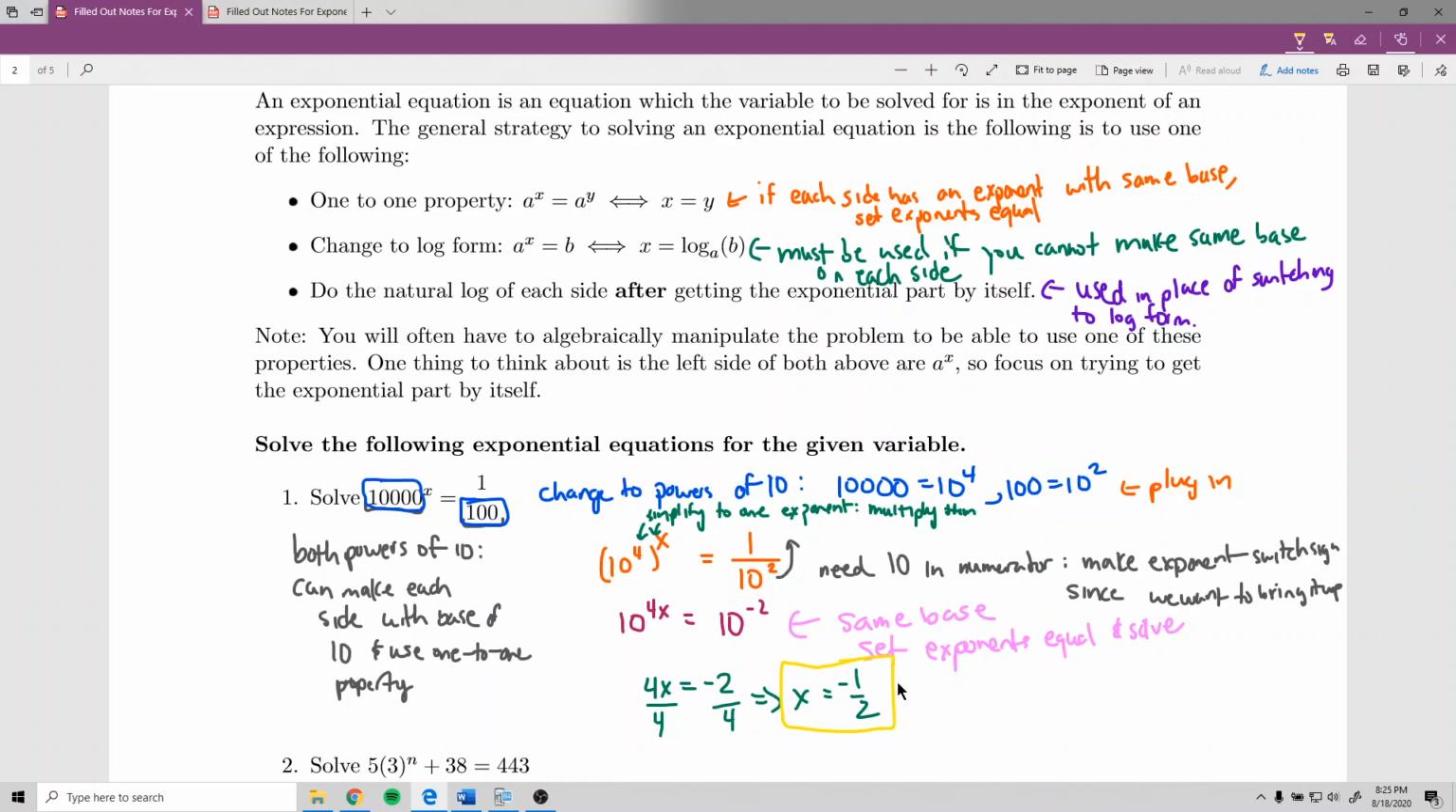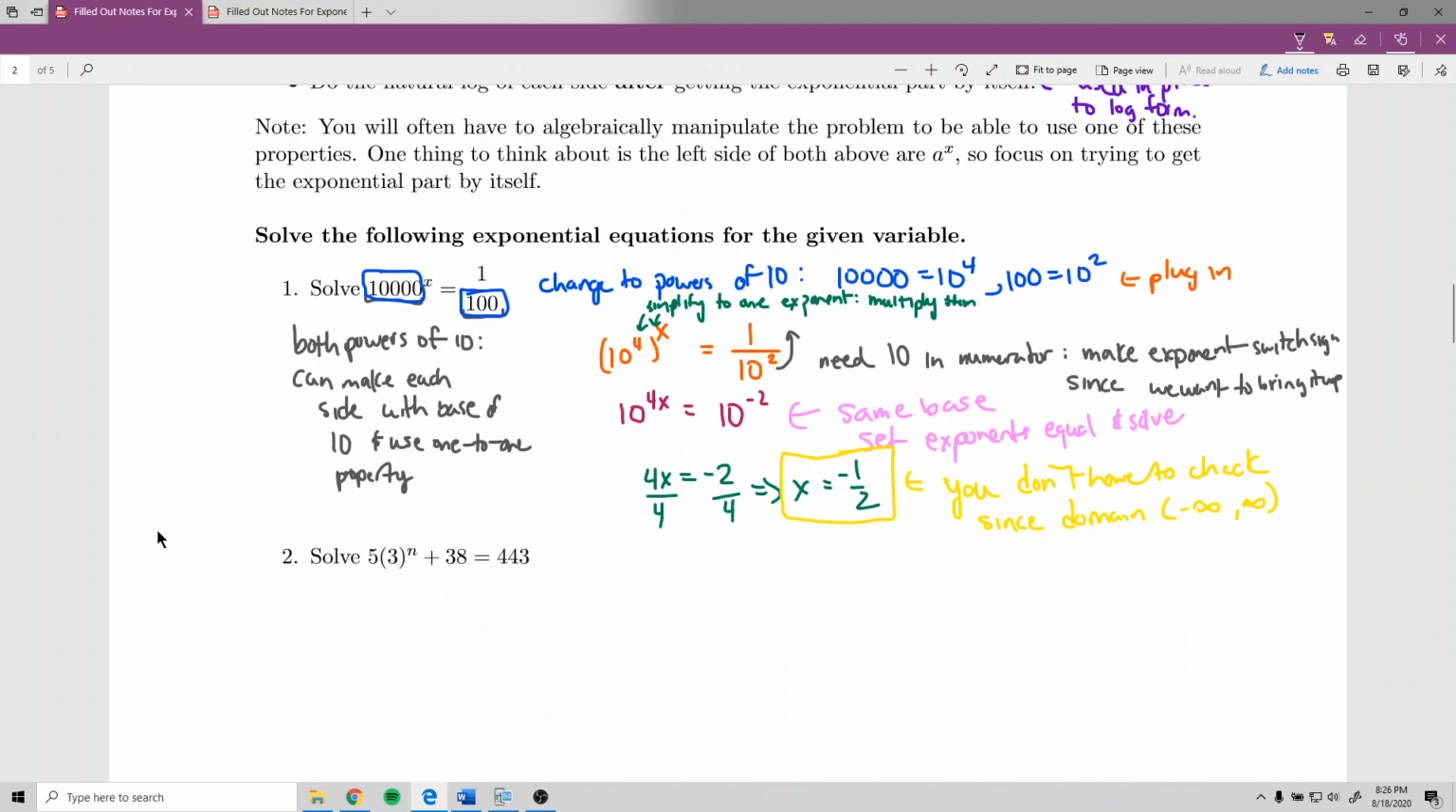Now I'm only going to point this next little thing out because when we get to logarithmic equations, it's a little different. Since the domain of exponential functions is all real numbers, you don't have to check your answers for these. When we get to logarithmic functions, the domain of a log function is 0 to infinity, which means when you do solve them, you might add in answers that aren't really answers. So you have to check your answers for those.